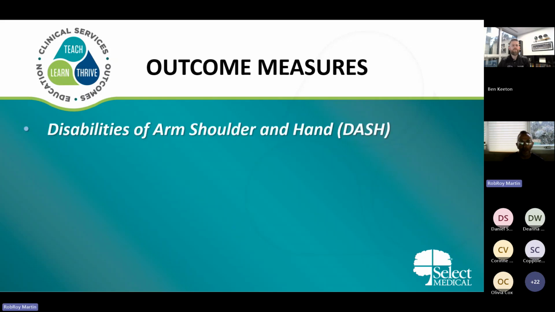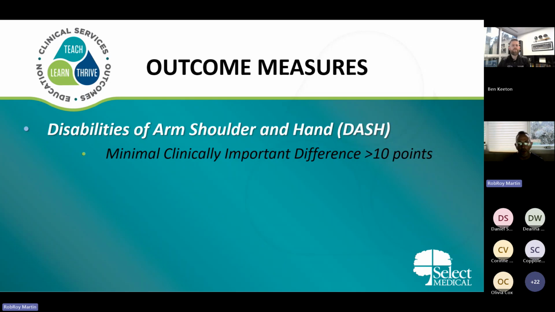Related to clinical impact, the DASH is one that can be emphasized because it has a minimal clinically important difference value associated with it. So that can be important, obviously, for our goal setting and when we're looking to identify changes in our patients as a result of our intervention over time. This value can be important for us to make sure that any change they're making is clinically valuable.